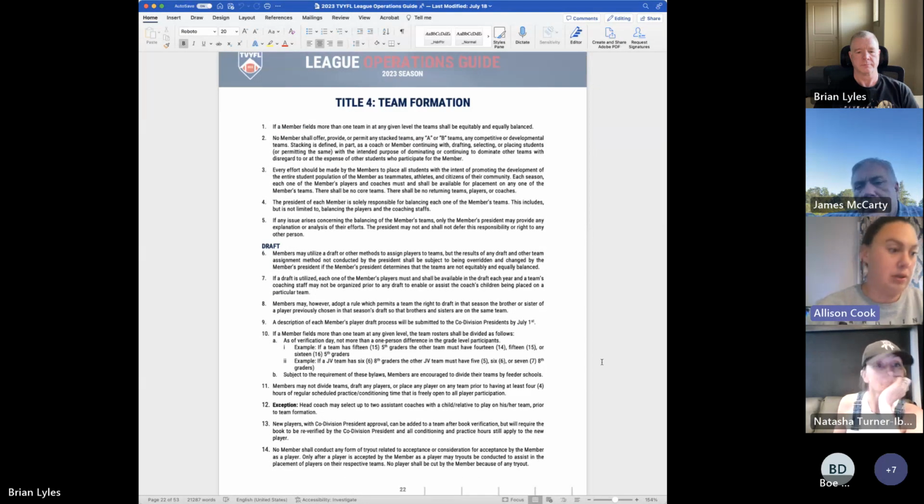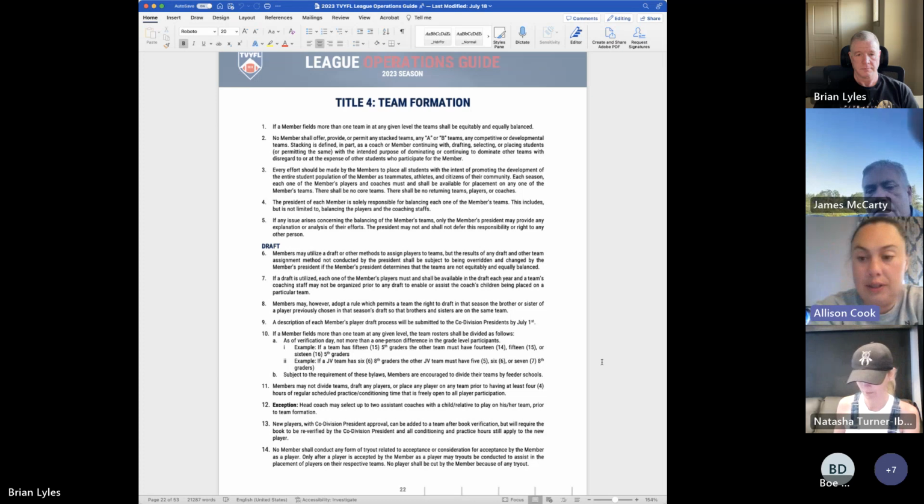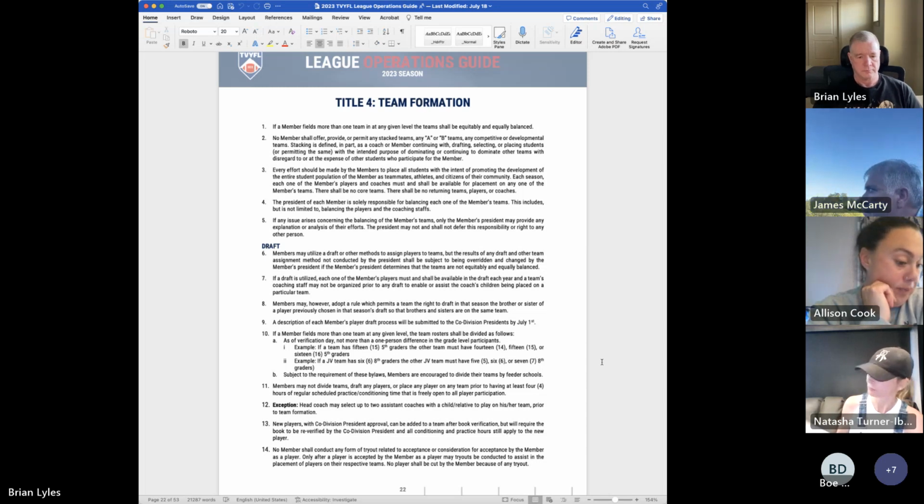What we're looking at here is page 22. If you guys are looking at this, you have to have a draft set up. Jim, did you want to start with what a draft would look like, or do you want me to do the difference between a JV and varsity? Go ahead and do the differences, and I'll go through the draft.